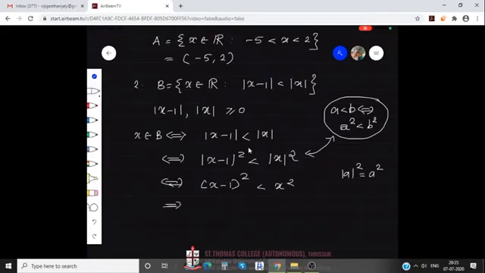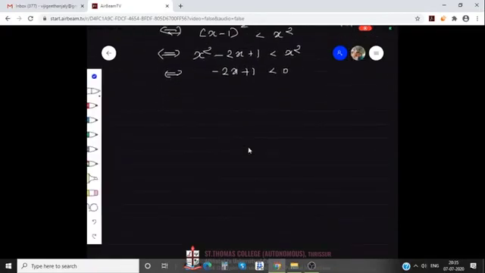What is x minus 1 the whole square? x square minus 2x plus 1. This is less than x square. So you can cancel x square from both sides. So we will get minus 2x plus 1 is less than 0, or this implies and is implied by minus 2x is less than minus 1. So you multiply both sides by minus 1 by 2 so that the inequality will reverse, because you are multiplying with a negative number. So we will get x is greater than 1 by 2. Okay. So the set B is nothing but the set of all x in R where x is greater than 1 by 2.